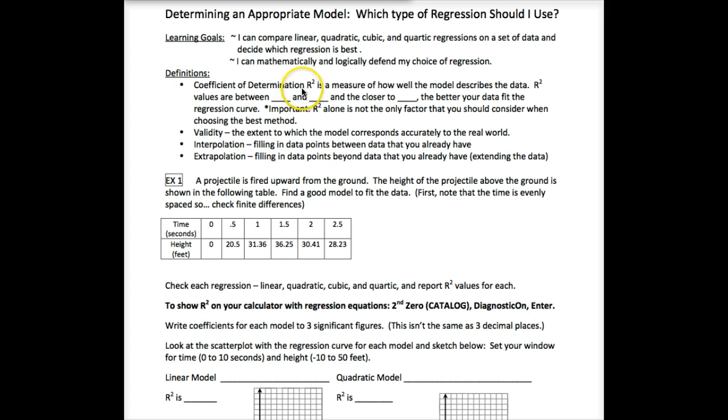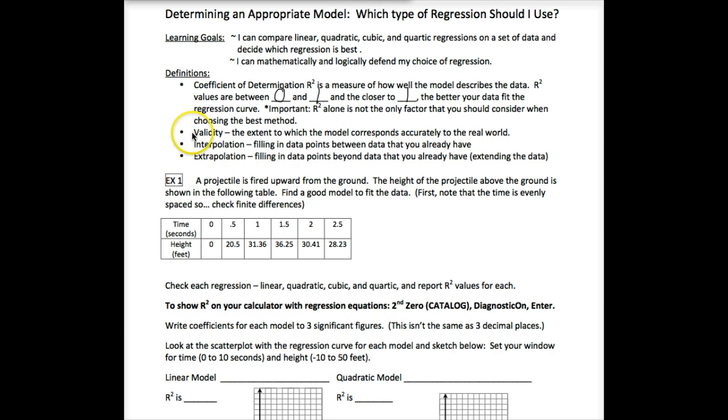It's used in statistics, and it's a measure of how well the model describes the data. R squared values are between 0 and 1, and the closer to 1 it is, the better your data fit the regression curve. Now, just because one R squared is closer to 1 than the other does not mean that necessarily is the answer for the best regression. It's not the only factor you should consider.